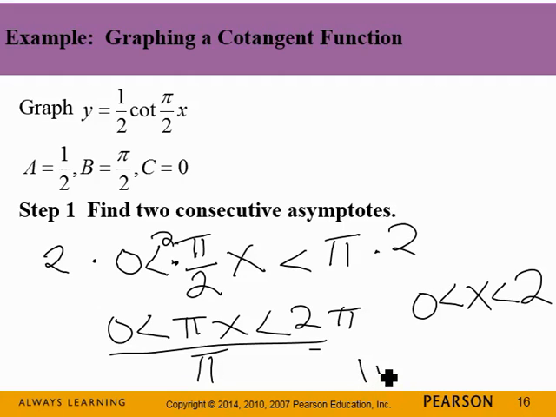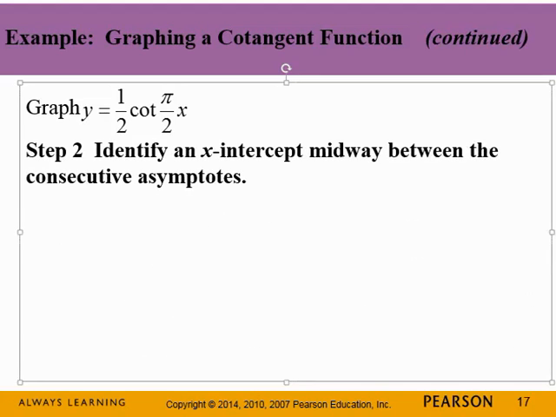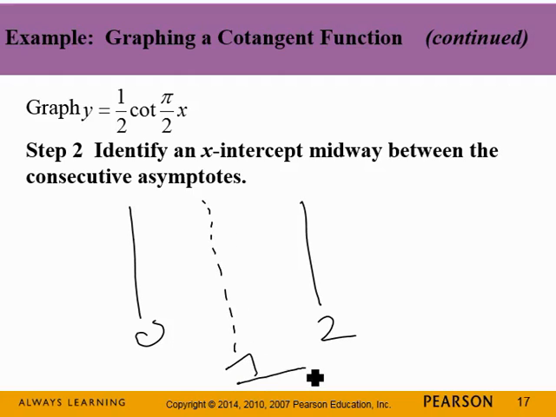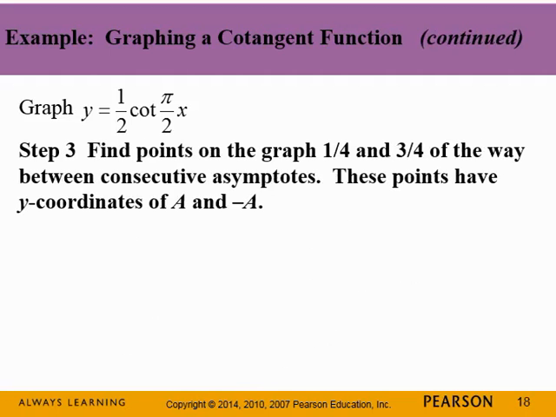So 1 period, 0, 2. So if I have an asymptote at 0, asymptote at 2, your x-intercept is going to be midway, which is 1. So your x-intercept is going to be when x equals 1. It's halfway between 0 and 2. So now we have to find our coordinate that is 1/4 and 3/4 through.